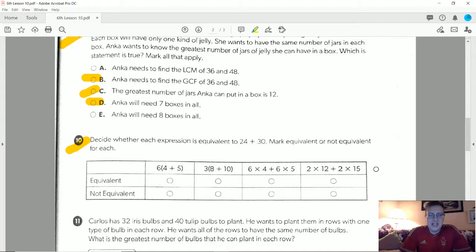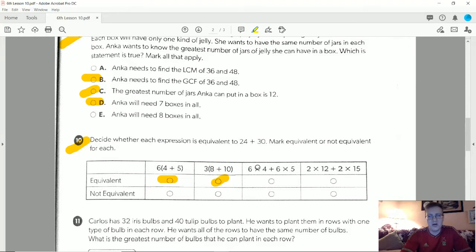Number 10, decide whether each expression is equivalent to 24 plus 30. So a bit of a thought exercise for us. The first two use the distributive property. So if I were to break this apart, I would have 6 times 4 plus 6 times 5. 6 times 4 is 24. 6 times 5 is 30. This one is equivalent. The next one, I use the same trick. 3 times 8 plus 3 times 10. So 3 times 8 is 24. 3 times 10 is 30. This one is equivalent.